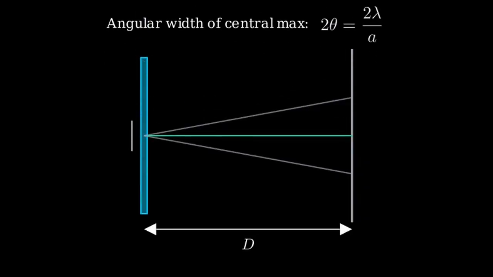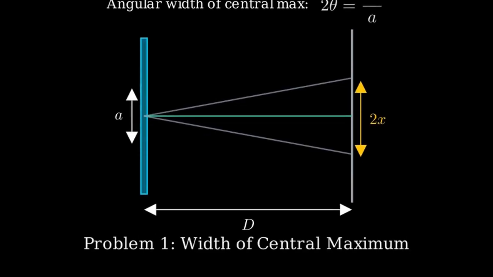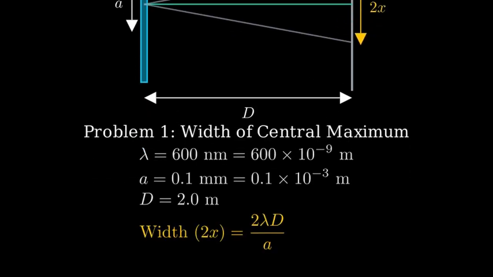Here is an intuitive picture for a single slit on the left and a screen on the right. The slit width is a. The screen is at distance d away, and the central bright region on the screen has a linear width 2x. Problem 1. A light of wavelength 600 nanometers falls on a slit of width 0.1 millimeters. The screen is 2 meters away. What is the linear width of the central bright fringe?